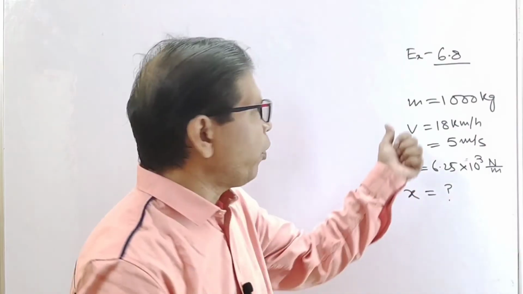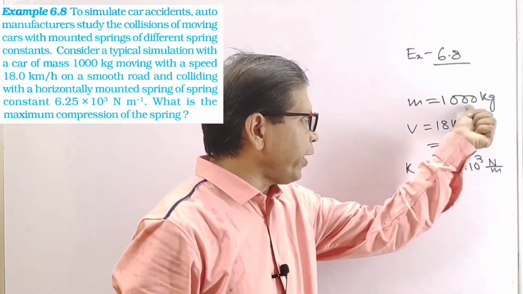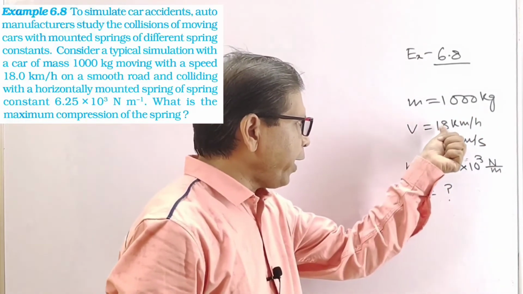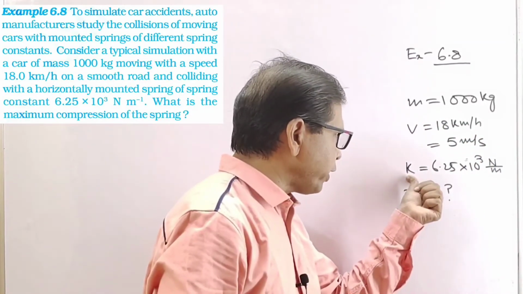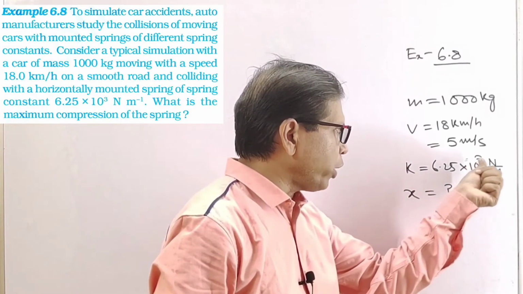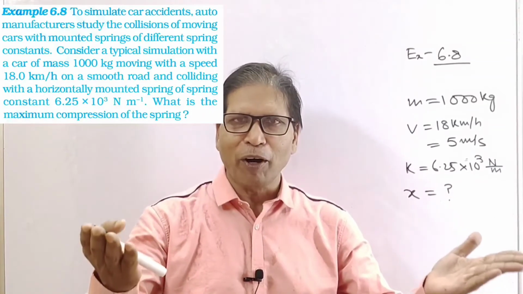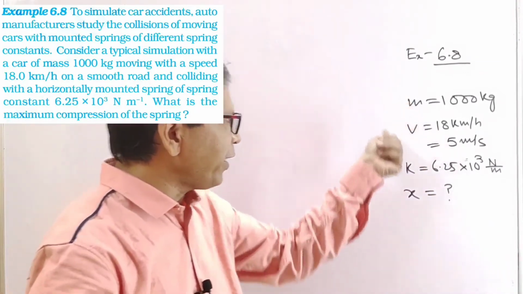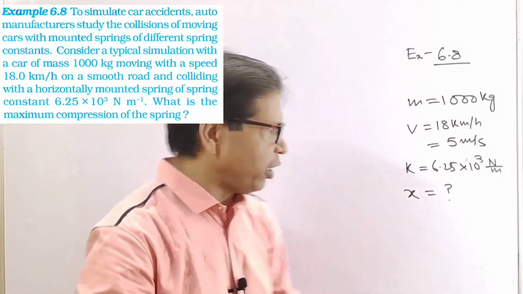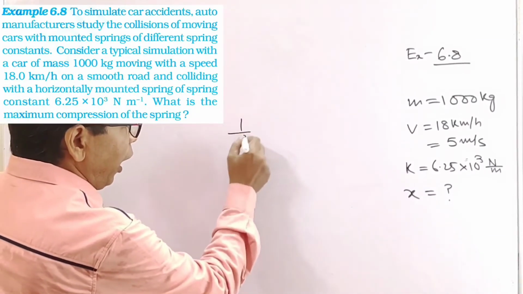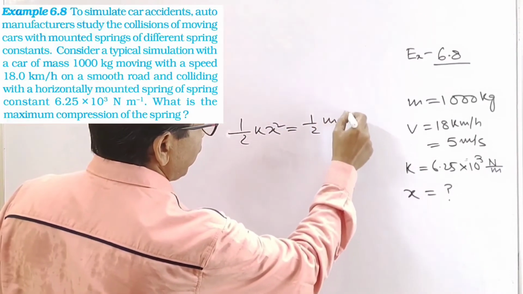Okay, next. Now in a typical simulation, a car of mass 1000 kg moves with velocity 18 km per hour, collides with a spring system whose force constant is 6.25 into 10 to the power 3 Newton per meter. We have to calculate the maximum compression. Now here kinetic energy of the car is converted into elastic potential energy. So look at this. This is half kx square, elastic potential energy, equal to kinetic energy of the car.